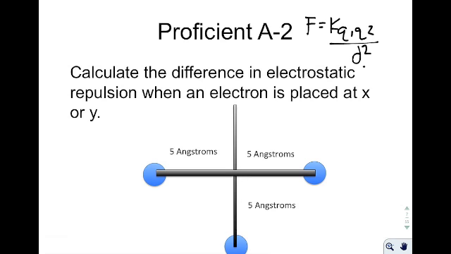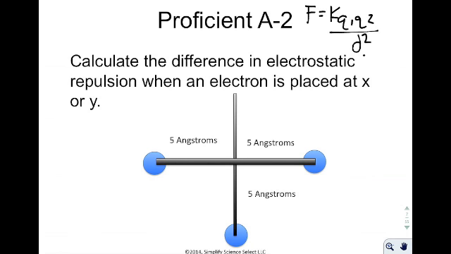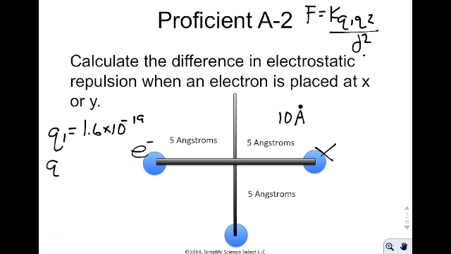So if I were to put the first electron right here, let's start with this as X, and here's my original electron. Okay, that's easy because the distance would be 10 angstroms. And I could easily calculate this out using the formula F equals K Q1 Q2 over D squared. Q1 represents the charge of an electron, and every electron is charged with 1.6 times 10 to the minus 19th. So it doesn't matter if I have 1 or 2 of them. They all have the same charge. So the second charge is the identical 1.6 times 10 to the minus 19th.